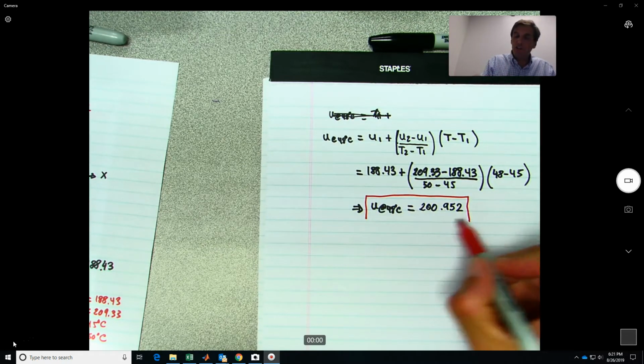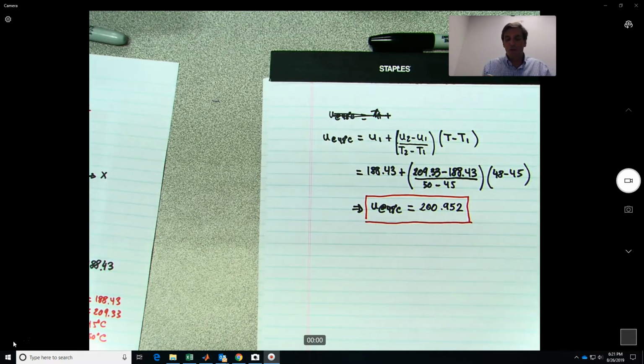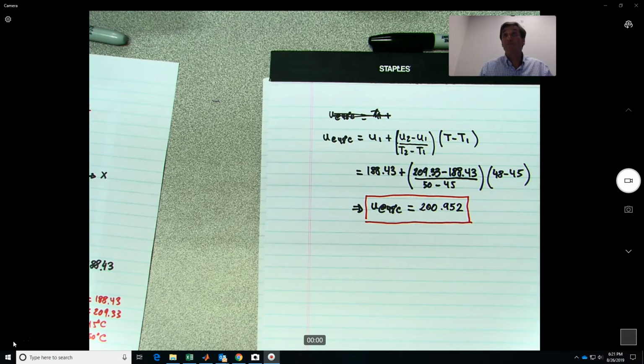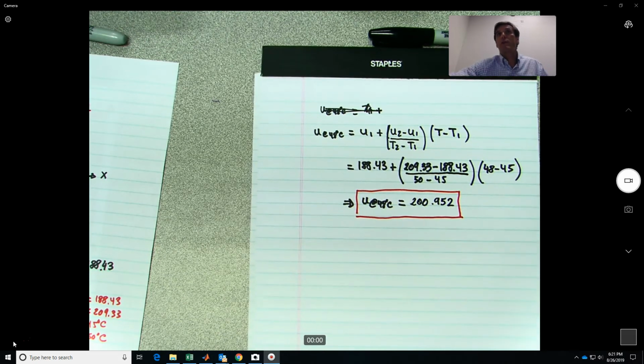Okay, so interpolations are tedious, but once you do 3 or 4, you can do this calculation just directly on your calculator. So I hope this will help in order to do the interpolations.